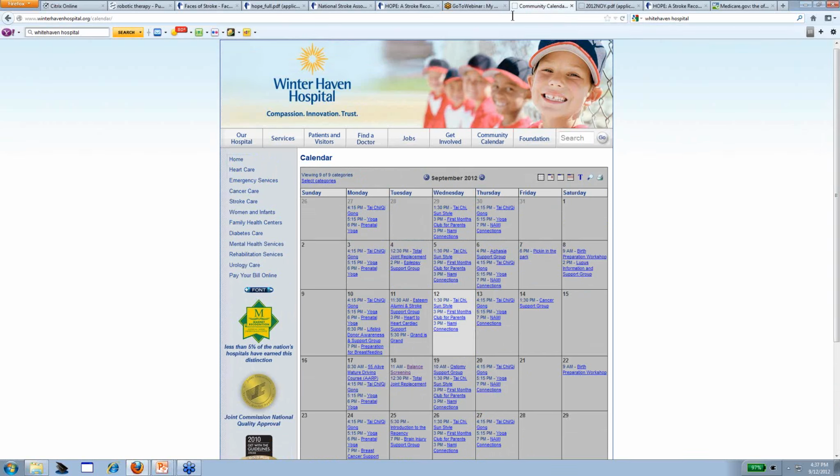So there's just a few examples of how you can float around a particular website and try to get some information that might be useful for you with your cause.